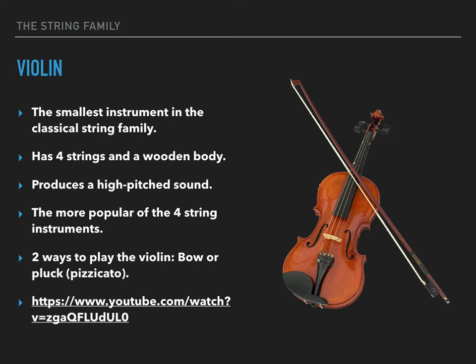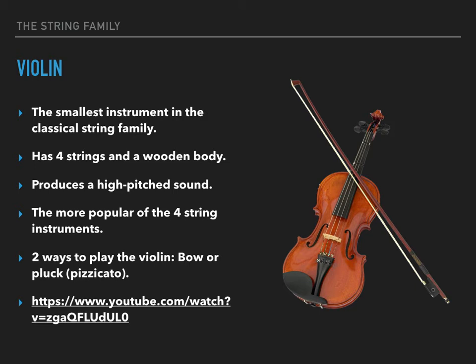It has four strings and a wooden body. Remember that, because that's going to apply to all of the other instruments we're going to talk about in this video. It produces a high-pitched sound, and we know this because it is the smallest instrument, and we have learned that the smaller an instrument is, the higher the sound it's going to make, and the larger the instrument is, the lower the sound. So as the instruments get larger, the pitches are going to start getting lower. It is the more popular of the four string instruments.